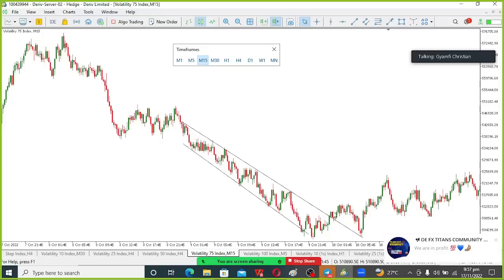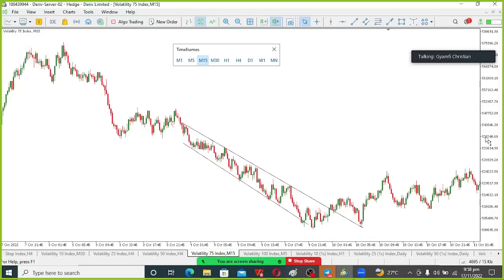Are you talking about where the breakout occurred? The retest on the trend line that was broken. This one, right? Yes, yes, okay. Any other person?